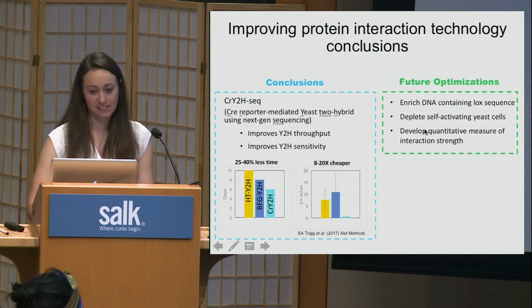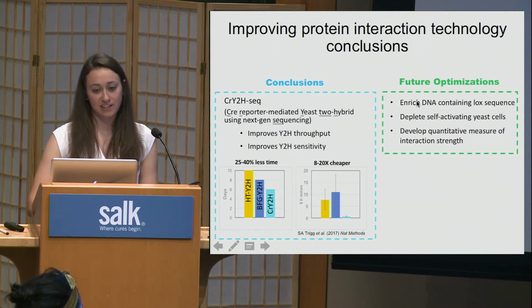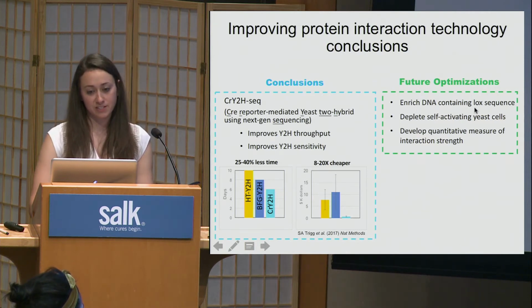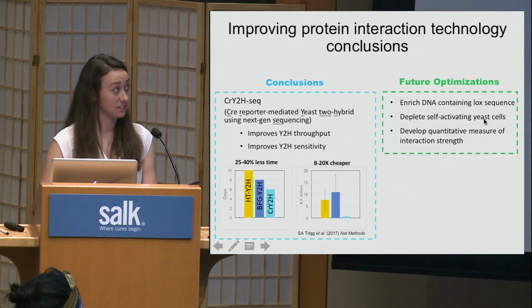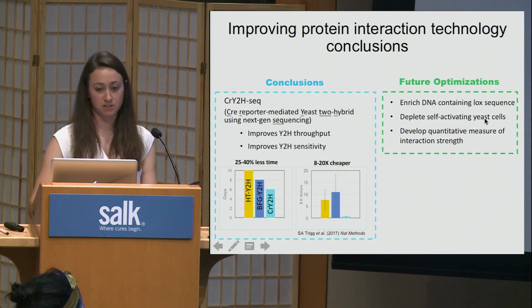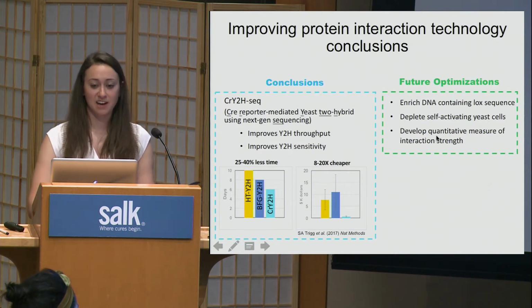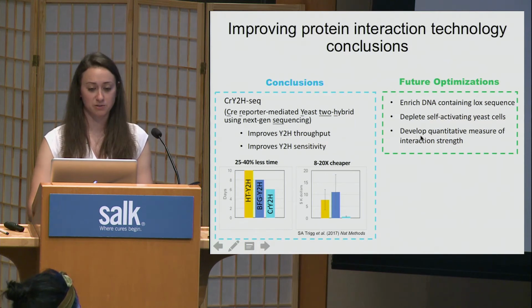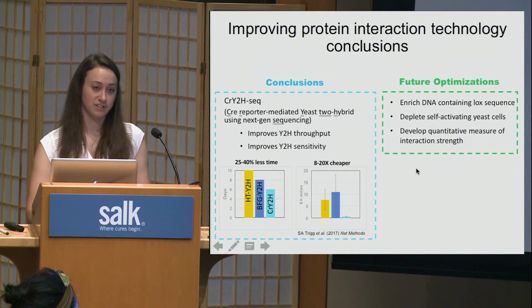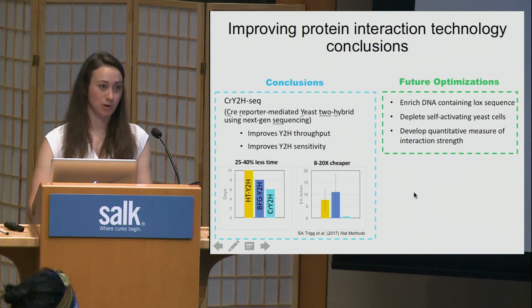And in the future, the assay could be optimized by enriching for DNA containing lock sequence, depleting the self-activating yeast cells to reserve more of the sequence space for the real interactions that we care about, and we could also develop a quantitative measure of interaction strength, which would tell us more about the protein interactions that are happening.